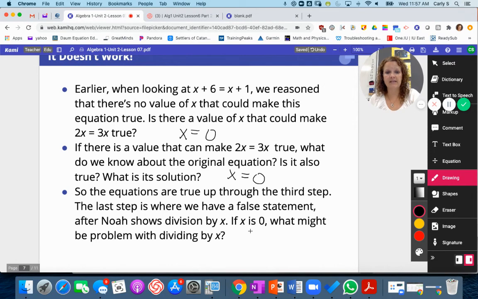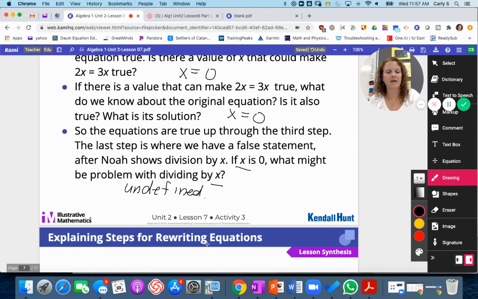If x is 0, what might the problem be with dividing by x? It's undefined. I'm not allowed to divide by x. I'm not allowed to divide by 0.